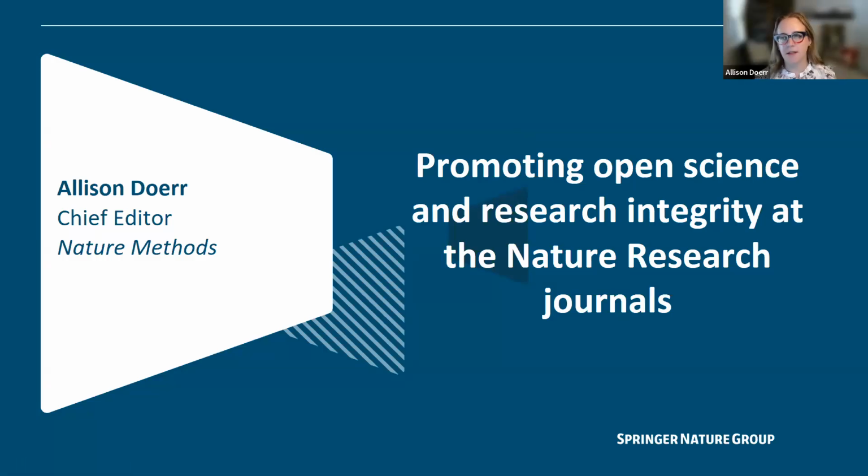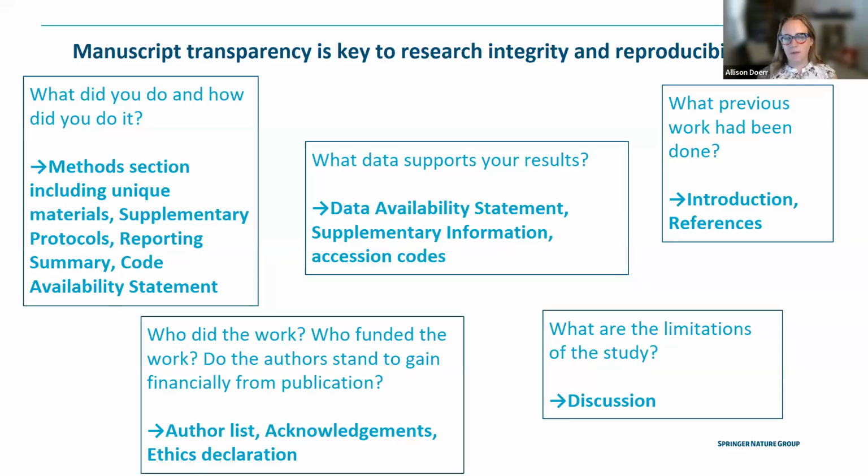I'm happy to be here today representing the Nature Research Journals and my own journal, Nature Methods. And in my view as a journal editor, transparency in a published research paper is really key for promoting research integrity and reproducibility. And really all sections of a manuscript have a role to play in this regard, starting from the introduction. What was the previous work that's been done in this area, supported by a responsible reference list?